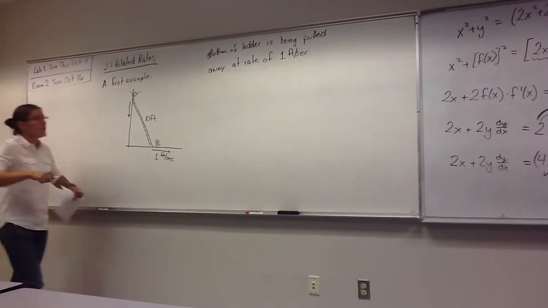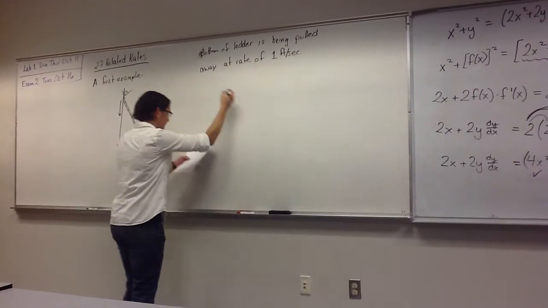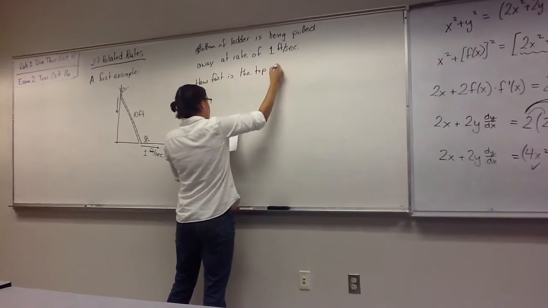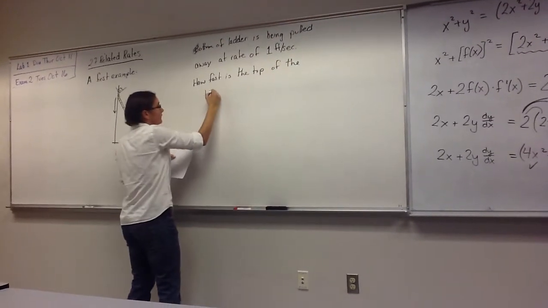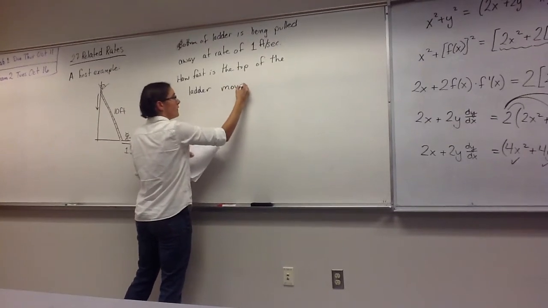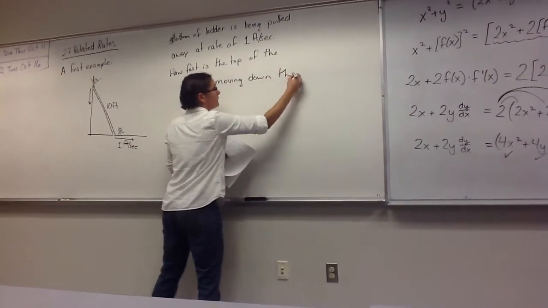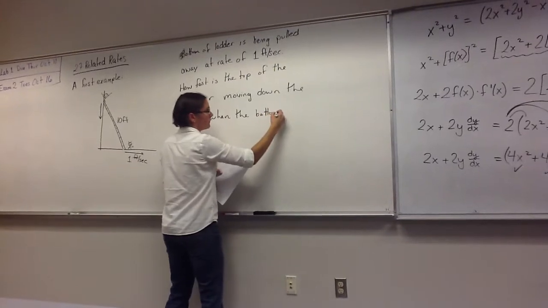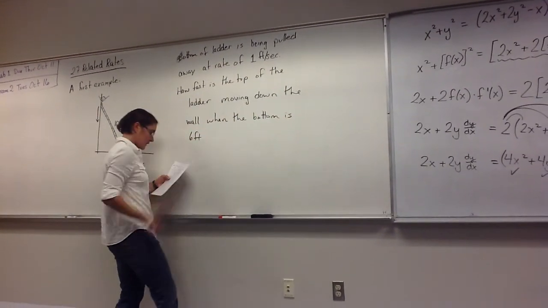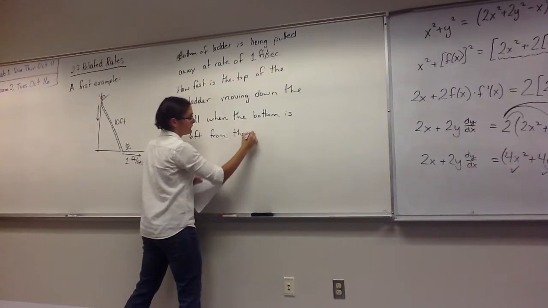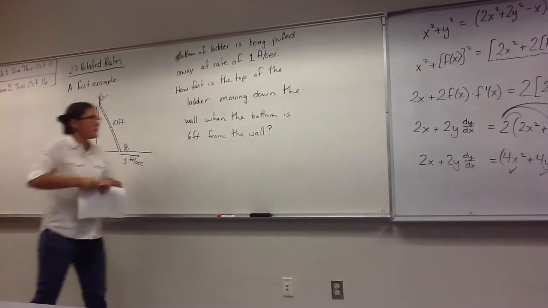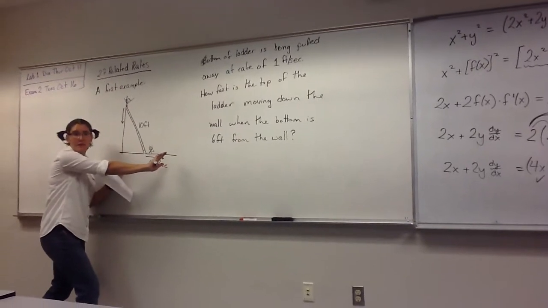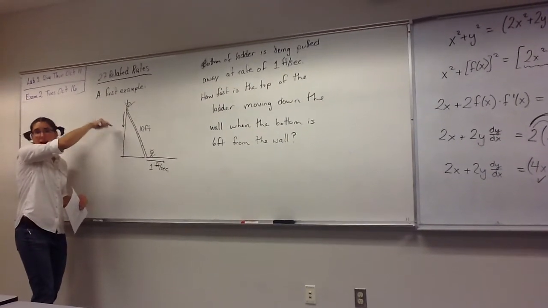All right, so the overall question that we're going to ask is, how fast is the top of the ladder moving down the wall when the bottom is 6 feet from the wall. Okay. So this will be our overarching question. Once the gremlin has pulled the bottom of the ladder away by exactly 6 feet, at that moment in time, how fast is the top of the ladder moving down the wall?